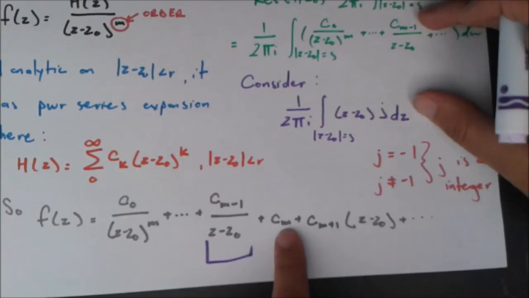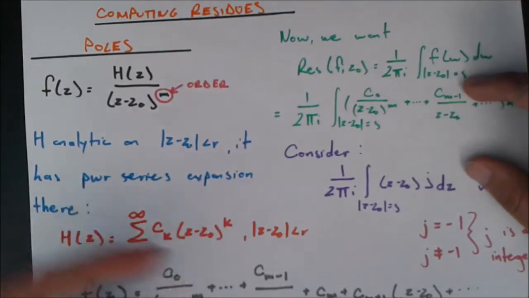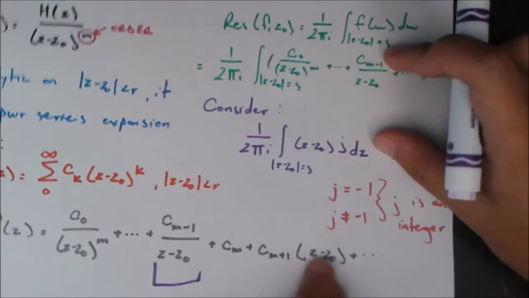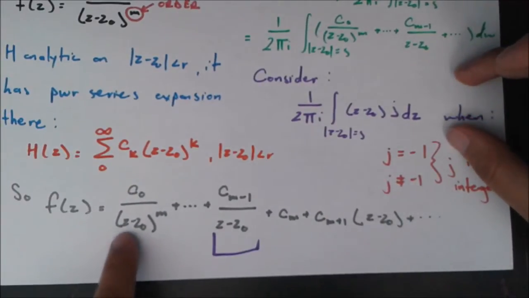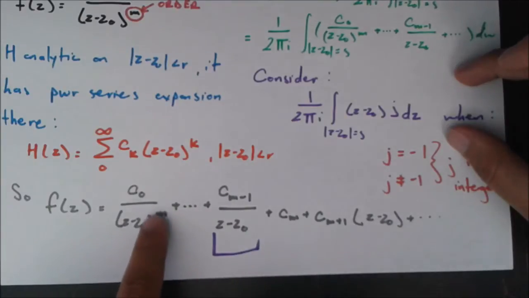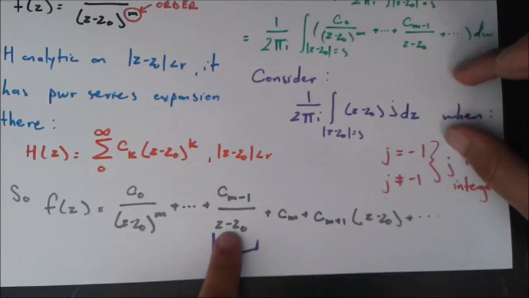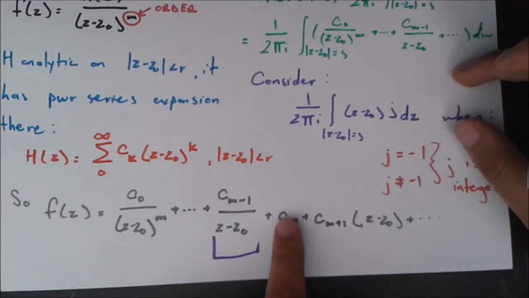This term is just c sub m. It's just a constant, because really it's c sub m times (z minus z0) to the power of m divided by (z minus z0) to the power of m, so it cancels out and we're just left with c sub m. And then we have the rest of the terms here. So we see that there are two categories of terms. These terms all have negative exponents, really exponents in the denominator: this is (z minus z0) to the power of negative m, this is (z minus z0) to the power of negative 1. And these have positive exponents. And this is just a lone term with no exponent.